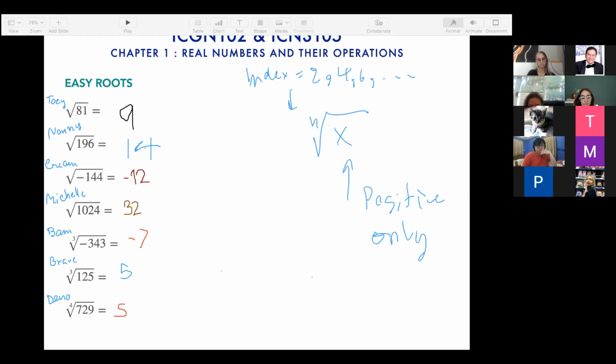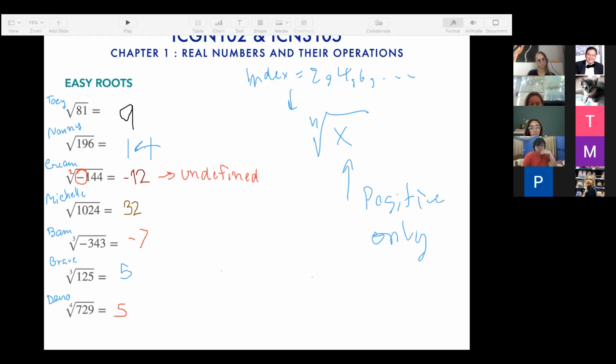Let me show your answers on screen. Question 1 to question 4: for the third one, the number is negative while the index is 2, which means you cannot find the square root of negative 144. This one is wrong. It must be undefined.